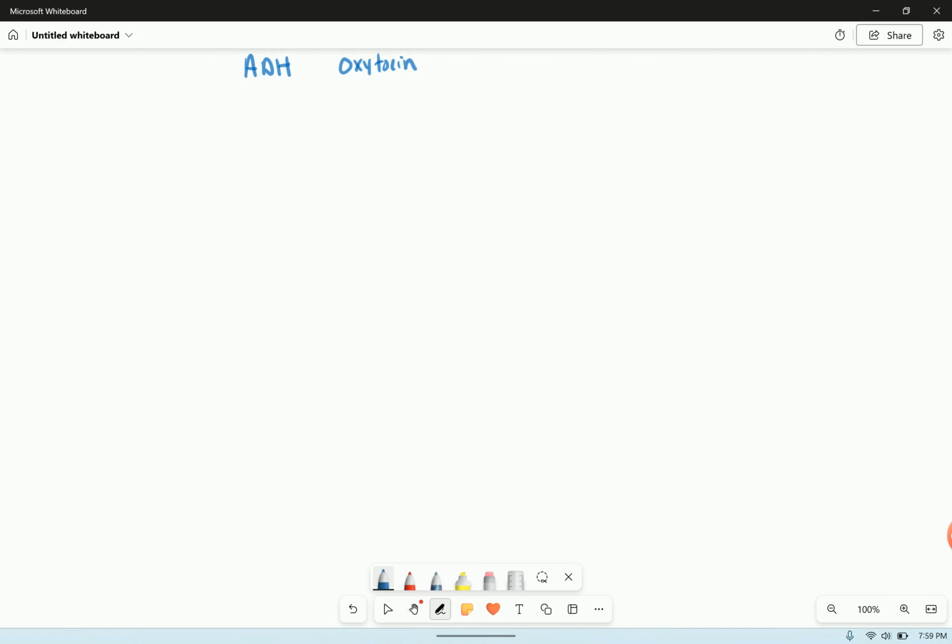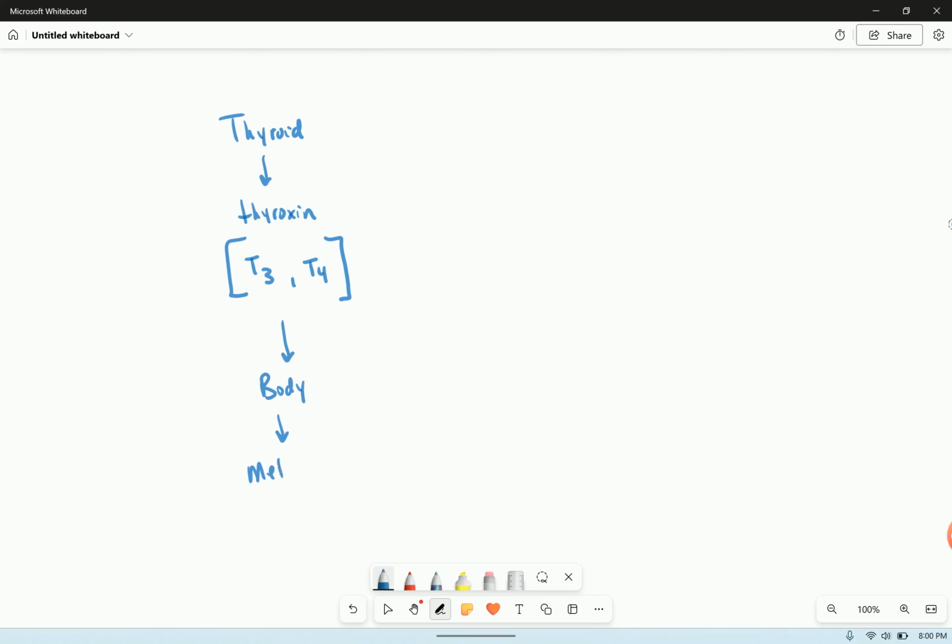Okay, next is the thyroid gland. And it releases thyroxine. You may read it as there's actually T3 and T4, which are abbreviations of what the thyroid releases. So T3 is triiodothyronine and T4 is thyroxine. Okay, inevitably they go to the body and it is responsible for metabolism. Okay, the rate at which you burn fuel.